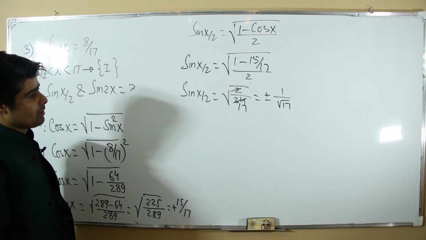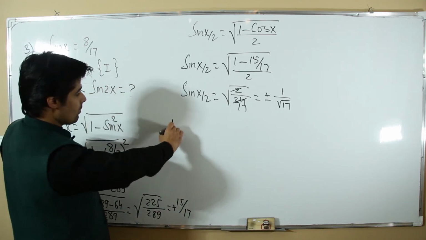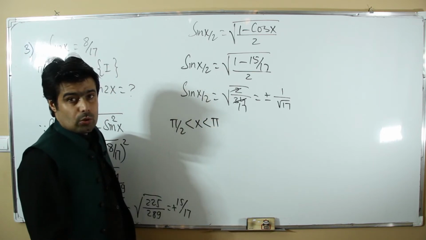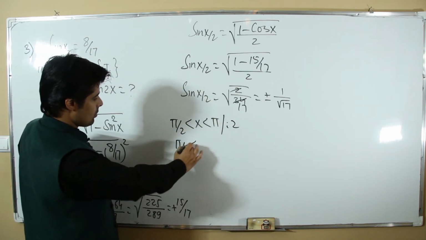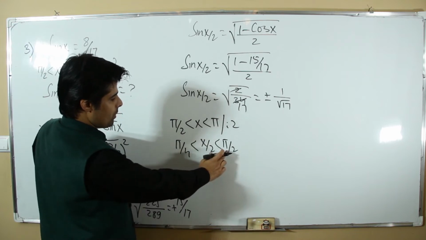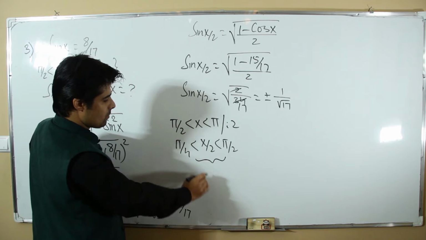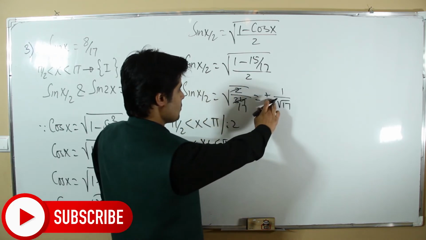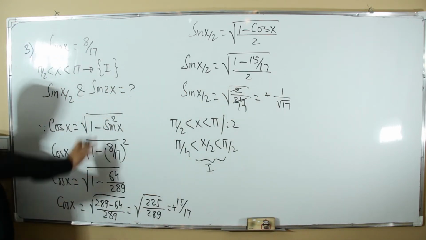Try to define the quadrant of x by 2. The quadrant of x is given: pi by 2 is smaller than x, smaller than pi. So what's the quadrant for x by 2? Divide all sides by 2. It is pi by 4 smaller than x by 2, smaller than pi by 2. From pi by 2, it should be smaller and greater than pi by 4. It means first quadrant, once again. So in the first quadrant, sine x by 2 is also positive. It is our answer.